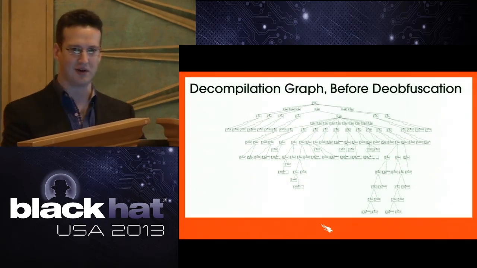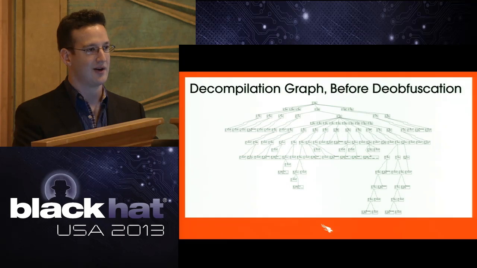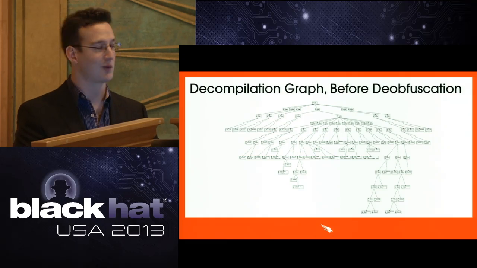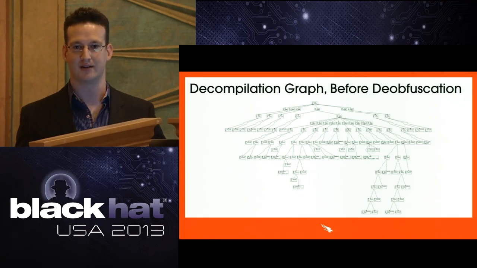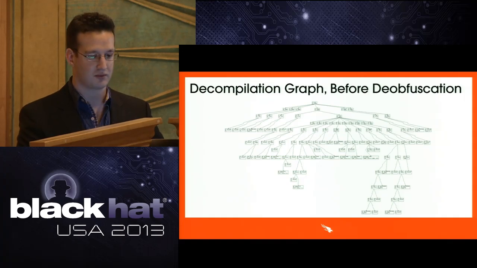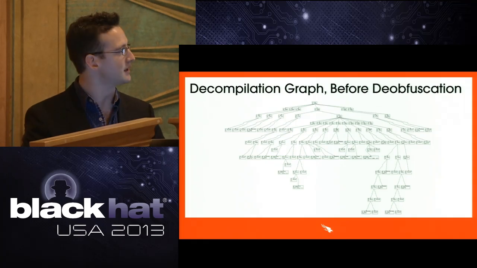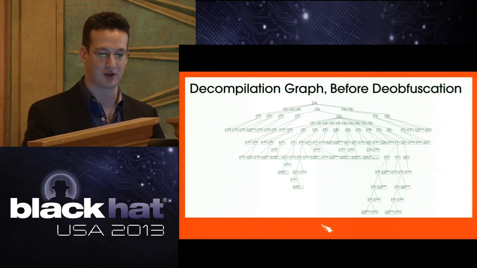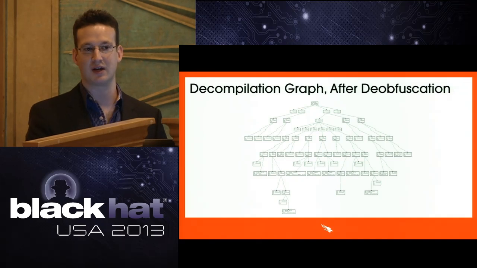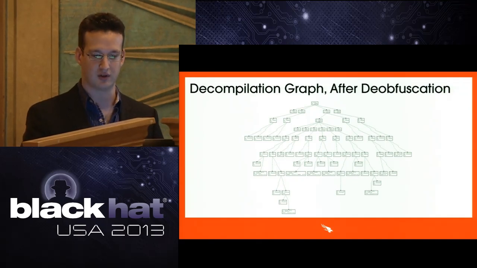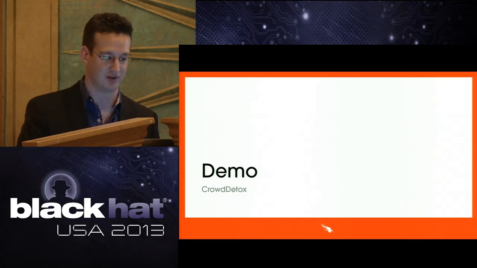So 117 nodes. That's actually a lot of nodes in a decompilation graph for a relatively simple function. For what it's worth, the function that we're analyzing here just initializes a one-time pad. After running the plugin for Hex-Rays to decompile this, to rather deobfuscate this decompilation graph, we end up with 71 nodes. That's a 39% reduction for this sample function. So let's take a look at this in action.